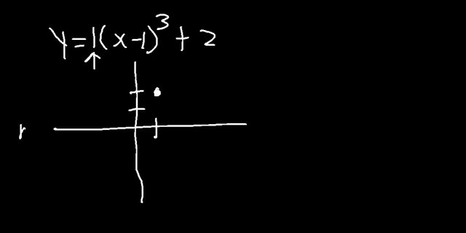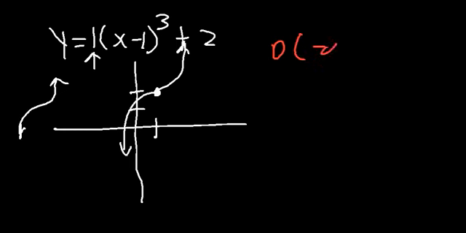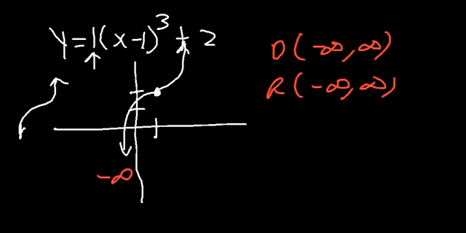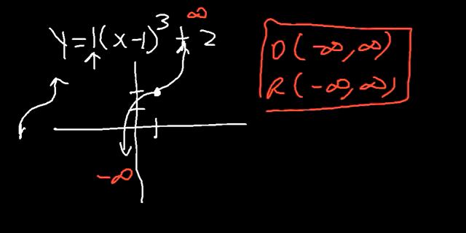And because it's positive, it's going to be increasing rather than decreasing. So it's going to look something like this. For this type of function, your domain is also everything. There's no restrictions on x. Your range is also everything as well. It goes down to negative infinity and up to infinity. So for any cubic function, domain and range is just all real numbers.